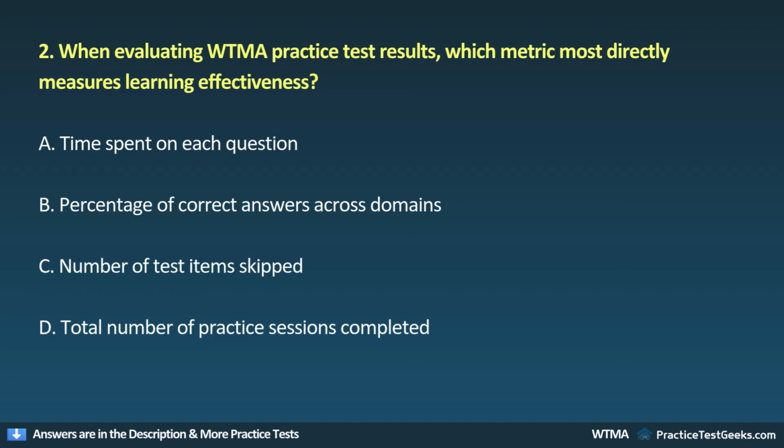2. When evaluating WTMA practice test results, which metric most directly measures learning effectiveness? A. Time spent on each question. B. Percentage of correct answers across domains. C. Number of test items skipped. D. Total number of practice sessions completed.